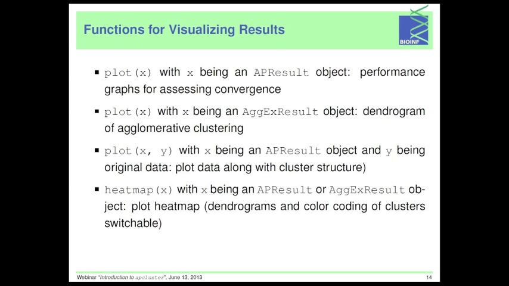Okay, we have plotting functions. This is a detail, I skipped that. You can plot the dendrogram of an agglomerative clustering. You can plot an AP result object along with the original data. And of course, you can plot heat maps of clustering results.